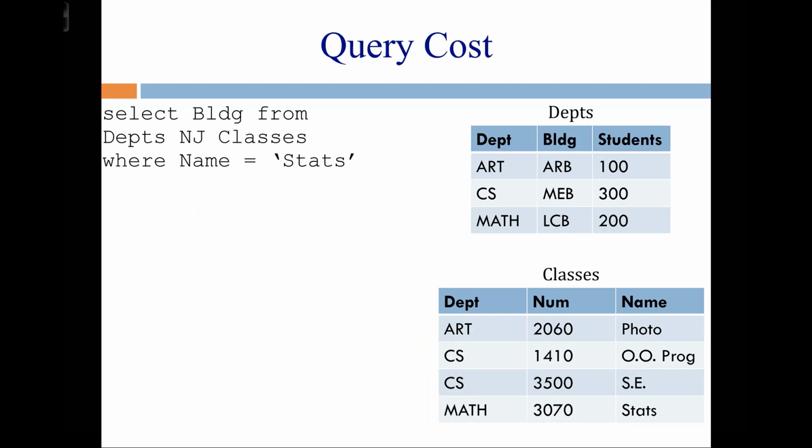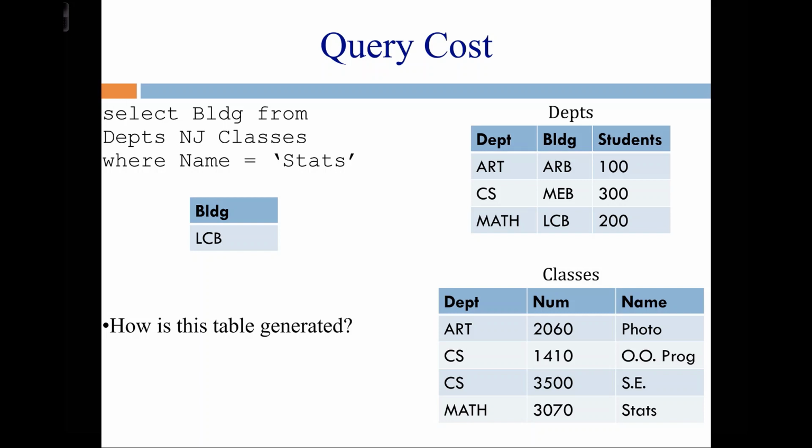Okay, let's bring the other table back in so we can do a join. So if I want to select building from departments, and that's just shorthand for natural join, so we'll just join where the departments match. Natural join classes where name equals stats. So here is the table that this query would produce. I want to know the building that the stats class takes place in. But how is this table generated?